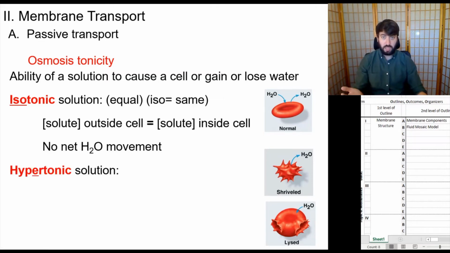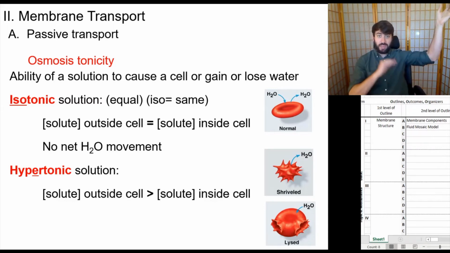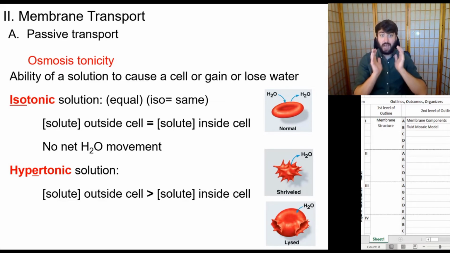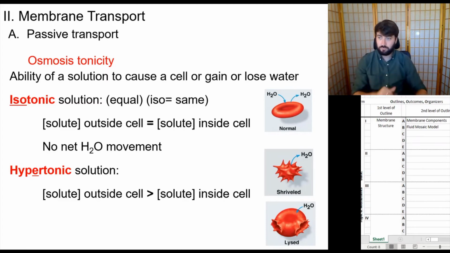Now, hypertonic solutions is when there are more solutes outside the cell than inside the cell. You'd actually expect a cell to shrink as the water moves from the high concentration of water inside to the low concentration of water outside. Okay? So all the water is going from this not concentrated solution inside the cell to the very concentrated solution outside the cell, and it's going to shrivel the cell.